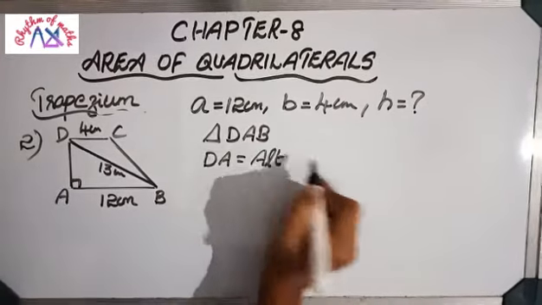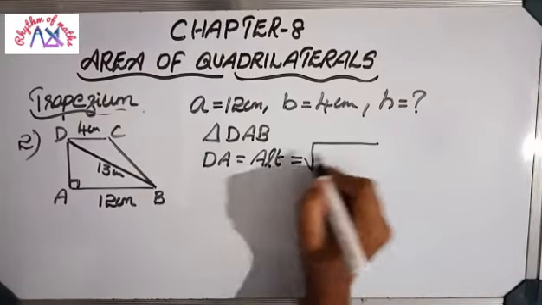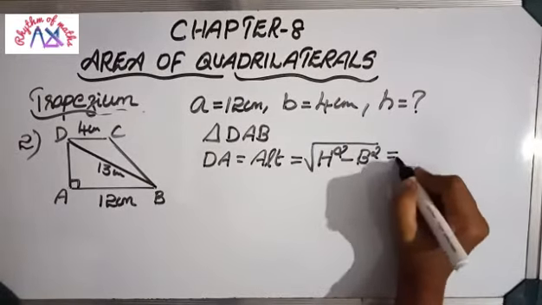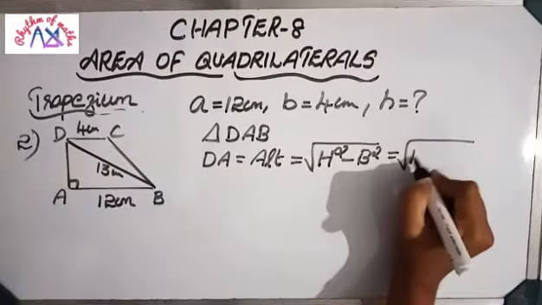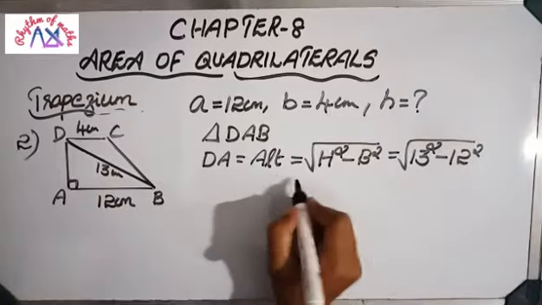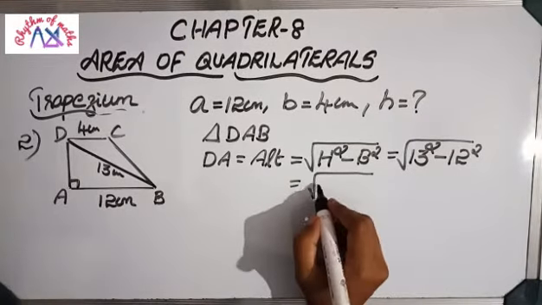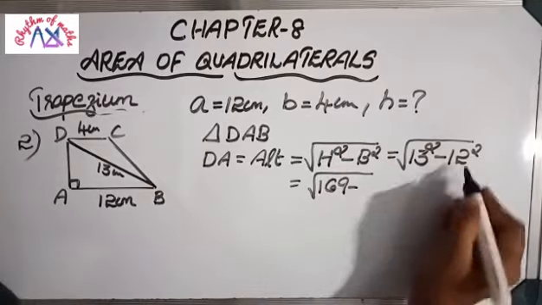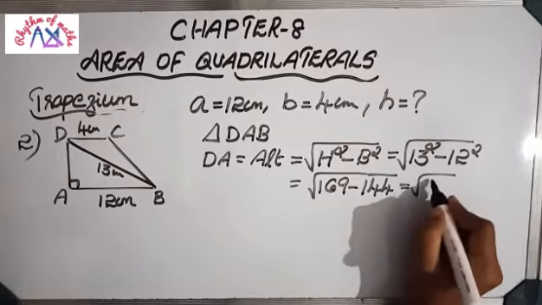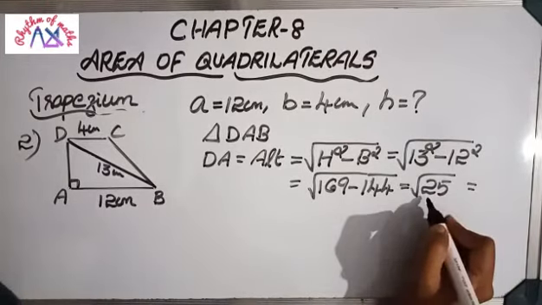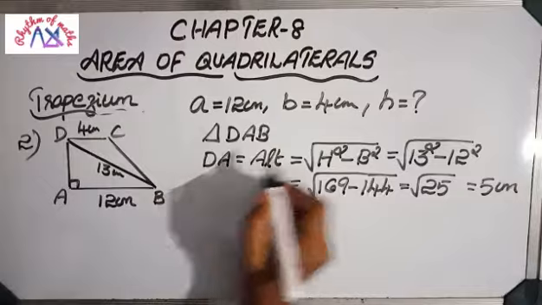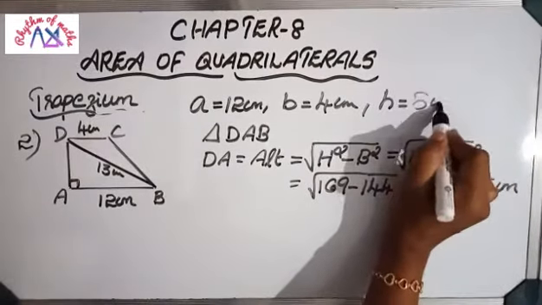So the altitude equation we have to apply by Pythagoras theorem. Altitude equation is hypotenuse square minus base square. So what is hypotenuse here? Hypotenuse is 13. So 13 square minus base 12 square. 13 square is 169 minus 12 square is 144. Now by subtracting this you will get the answer root 25. Value of root 25 is 5, 5 fives are 25. So root 25 is 5 centimeter. That means height is 5 centimeter.